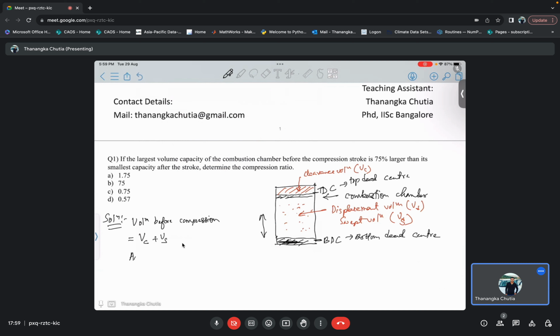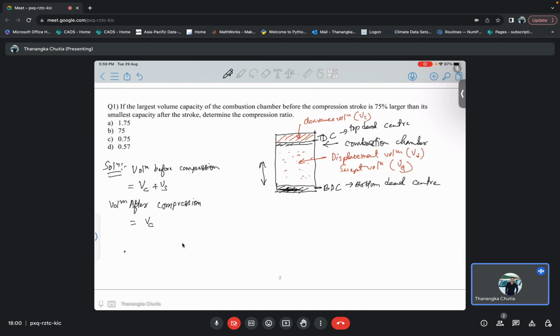After compression, what is the volume after compression? It is VC, because after compression my piston moves to TDC. After it moves to TDC, only the VC amount of volume is left. So the volume after compression is VC.